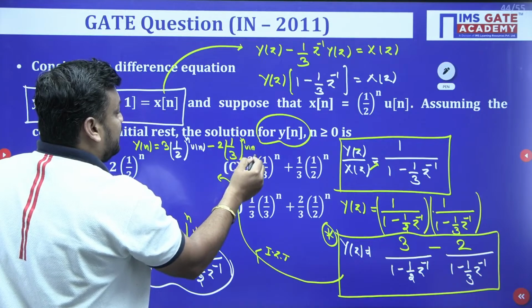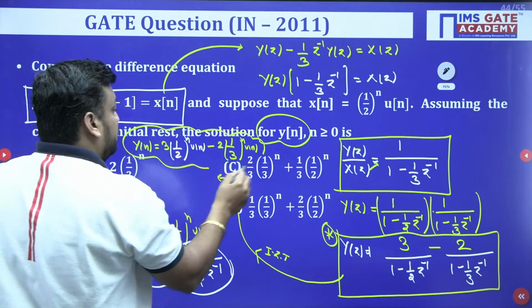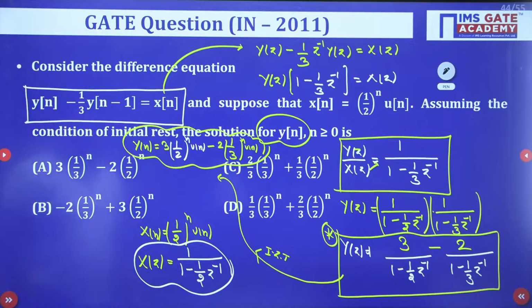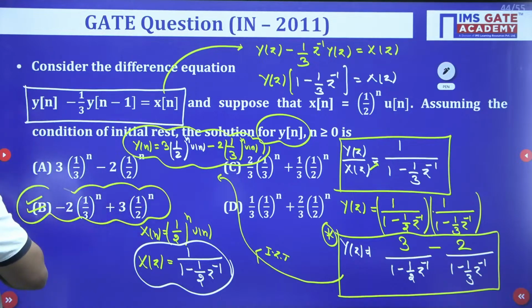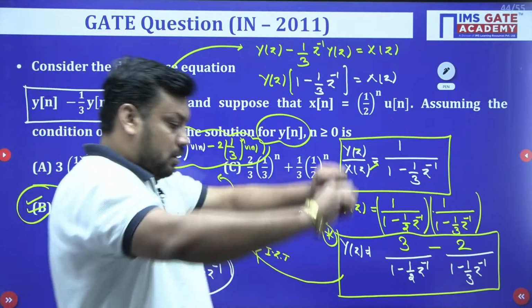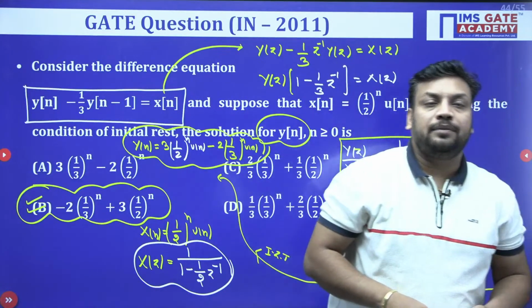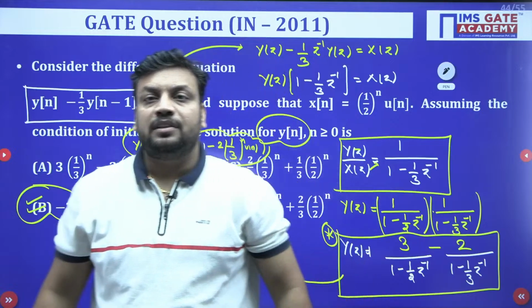Now tell me, guys, exactly which option is matching with this. 3 times (1/2)^n and minus 2 times (1/3)^n. Exactly, B for Bombay is correct, guys. Exactly option B is matching with the answer. I hope this part is crystal clear to you, guys.